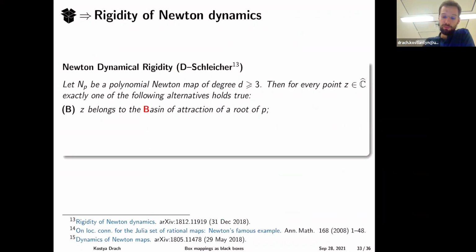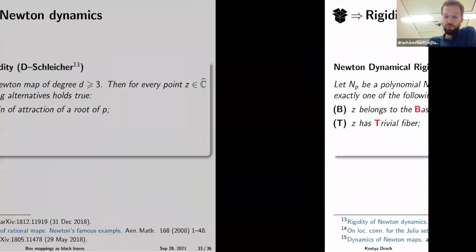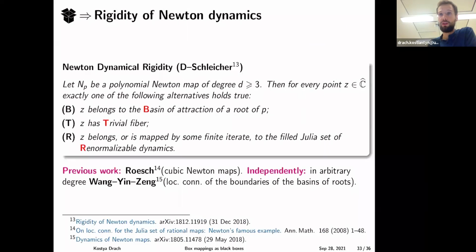Unfortunately, I have to skip a couple of slides that explain that, in fact, we can do step 2, which means that the first return map to a properly defined union of Newton puzzle pieces indeed produces for us a dynamical natural box mapping. For that, you have to establish the so-called triviality of fibers at infinity. But if we have this, then we actually can harvest now. And the result, and this is an example of how this black box mapping machinery works, is the following theorem. As you will see momentarily, it is just a translation of what I was speaking about box mappings.